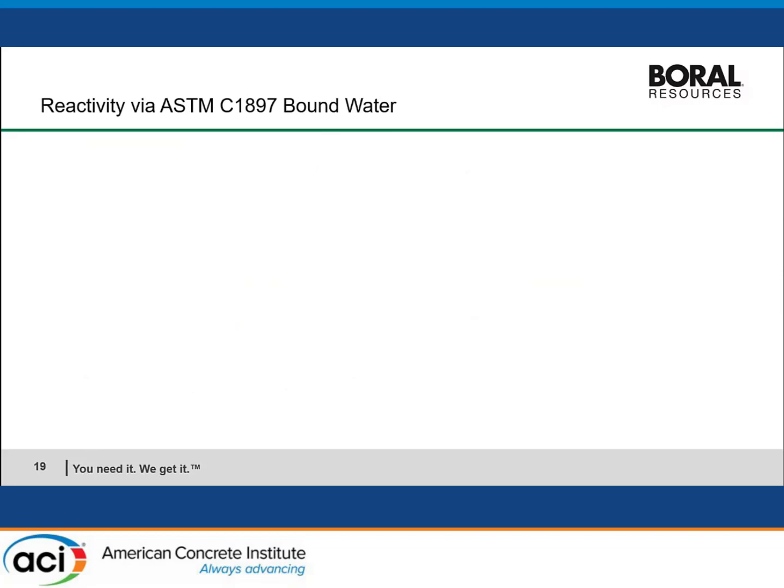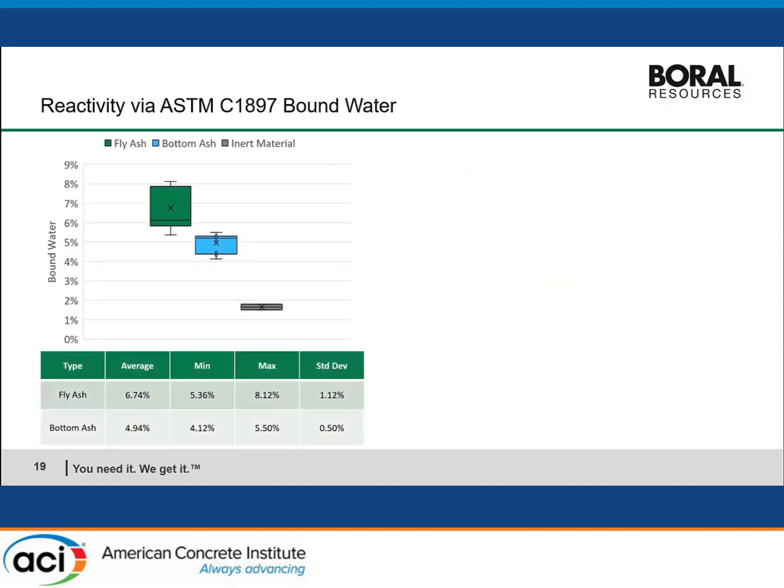So the next test method, or the last performance-based test method we looked at, was the C1897 bound water test. Now, when we look at this data, what we first see is that the bound water of the bottom ash samples is slightly less than those of the fly ash samples. However, it is significantly higher than the inert materials we tested, so we can feel pretty confident that the bound water test is telling us that bottom ash is reactive to some degree.